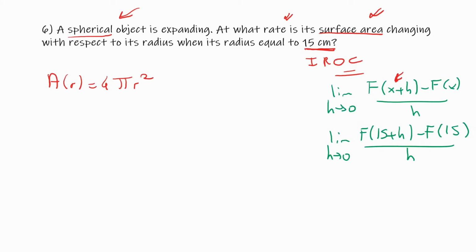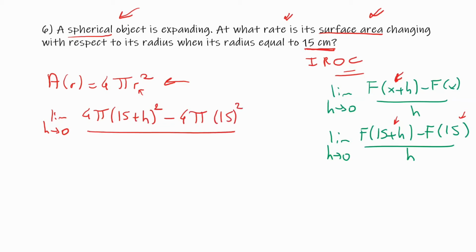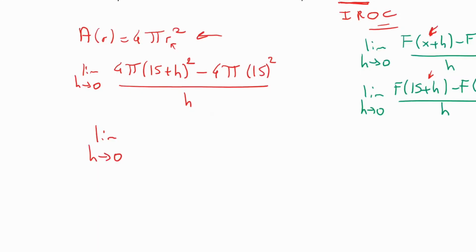Now I can do what we did beforehand. So plugging in 15 plus h back into my equation, same thing with 15. So when I plug in 15 plus h for r, I'll get 4 pi times 15 plus h squared minus, same thing, I'm going to plug in 15 for that. So now I have 4 pi 15 squared all over h. Now I'm going to expand 15 plus h squared.